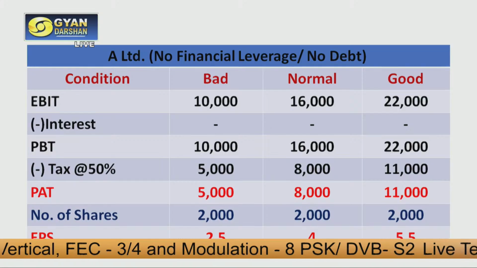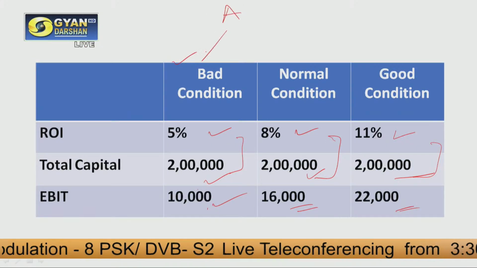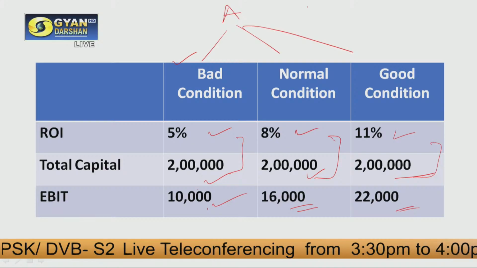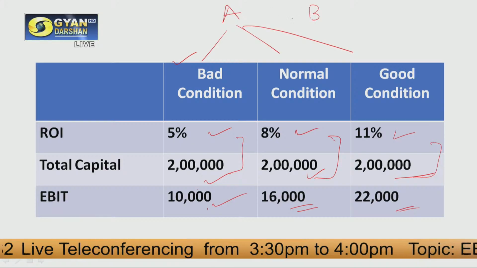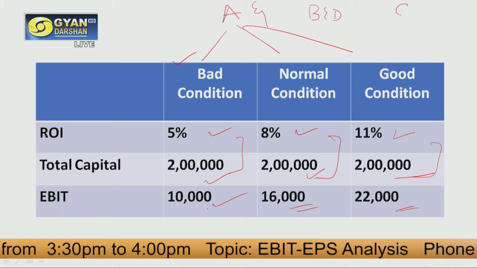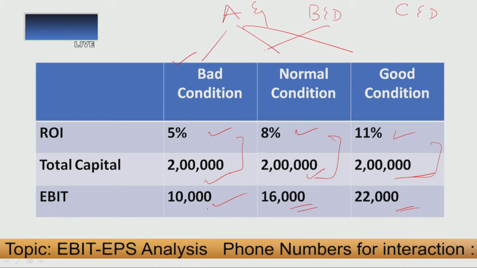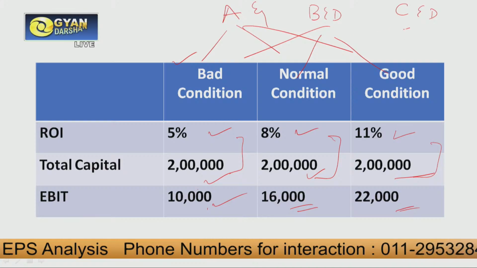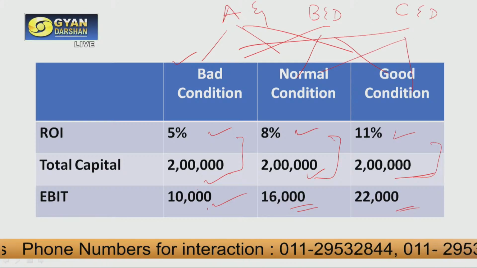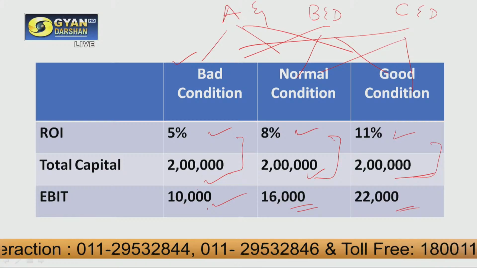Now let us analyze. Basically what we have here, we have firm A, and firm A has these three situations. Then we have firm B. Firm A is an all equity firm. This is an equity and debt firm. And then we have firm C, again equity and debt, but the proportion is different. Firm B will again have three situations. Then firm C again will have three situations. So we are going to analyze all the three firms under three different situations.